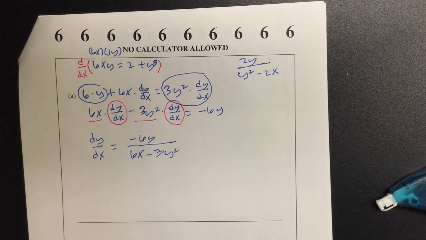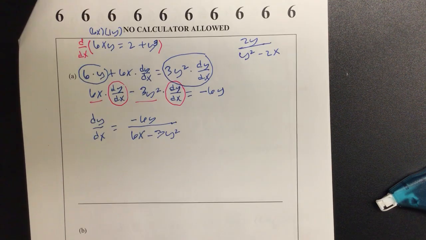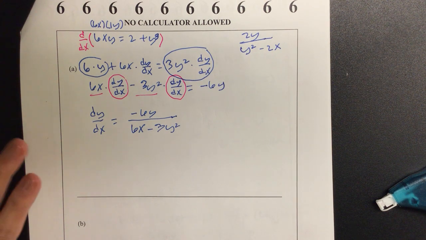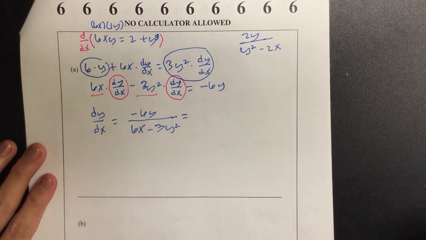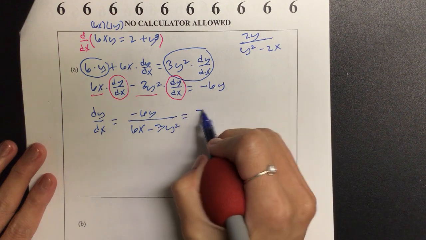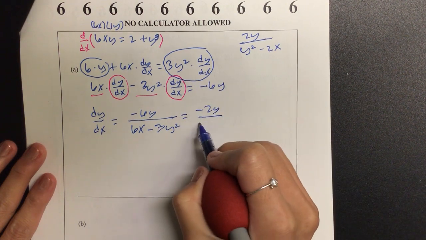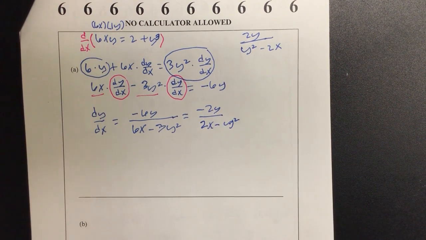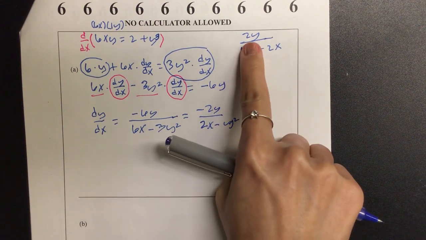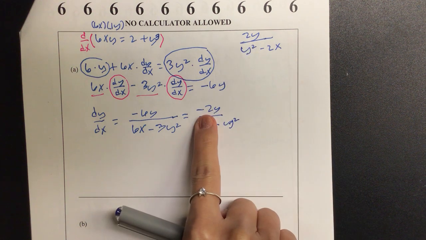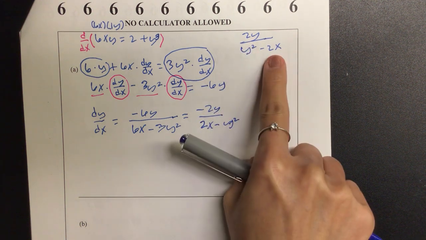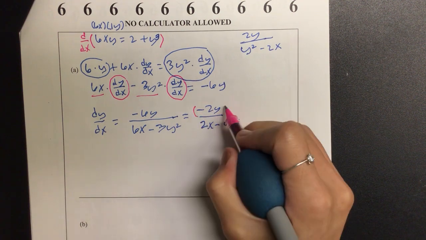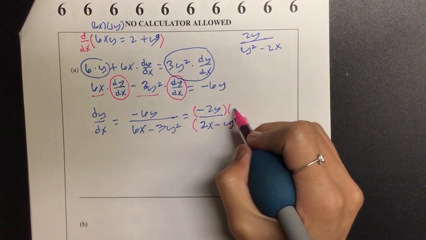It doesn't quite look like it, right? So let's think about, what can I divide the 6 and the 3 by? Negative 3. So then I get minus 2y over 2x minus y squared. So we're almost there. So let's compare. My 2y is positive. My y squared is positive. My 2x is negative. So all I need to do is take everything on the top and the bottom, multiply by what? Negative 1.